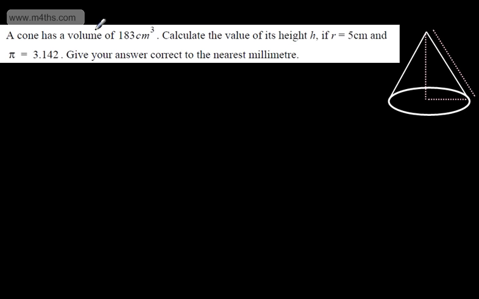Okay, we're told a cone has a volume of 183 centimetres cubed. We're asked to calculate the value of its height, h, if r is equal to 5 centimetres and pi is equal to 3.142. We're asked to give our answer correct to the nearest millimetre. So just be careful here, because we're working in centimetres, they want the answer in millimetres.